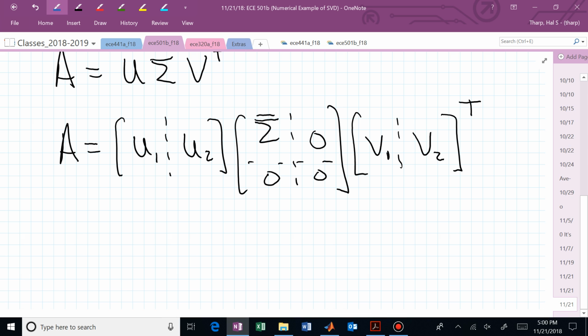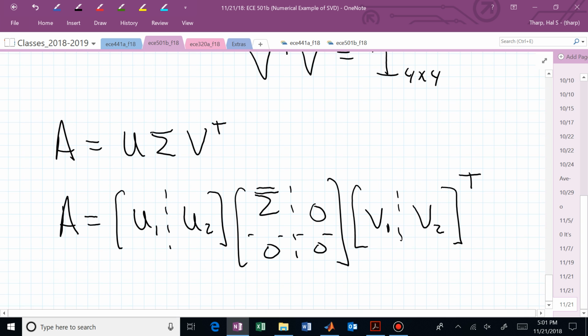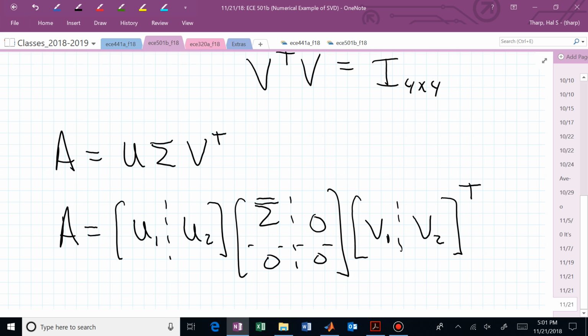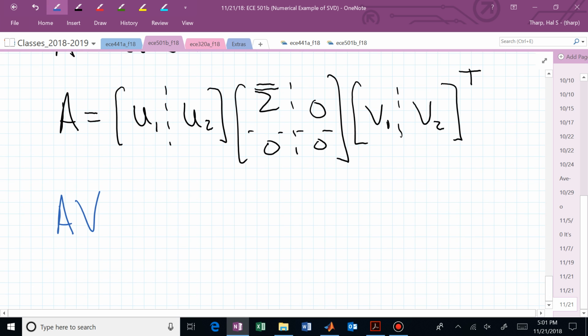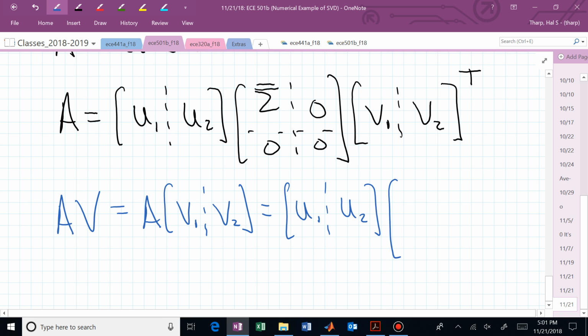So what happens if we apply the matrix V to both sides of this equation? Well, on the right, we end up with V transpose V, which is the identity map. Or if we now said that we have AV, that's now A times V1, V2, but that's simply U1, U2 times this rectangular matrix of singular values, because the V transpose V is the identity map.